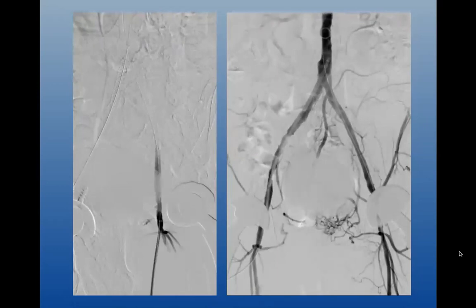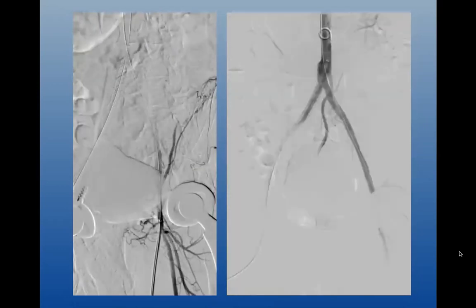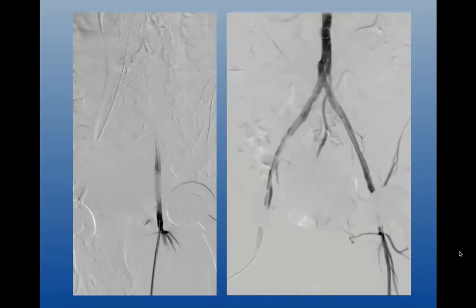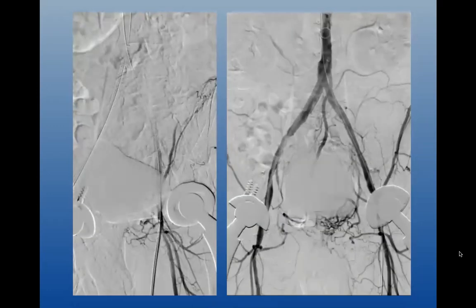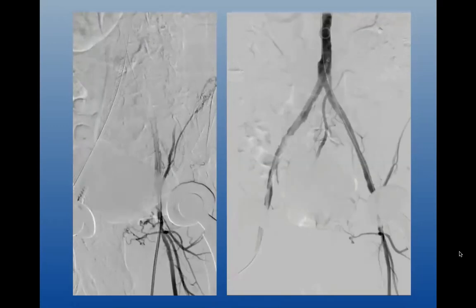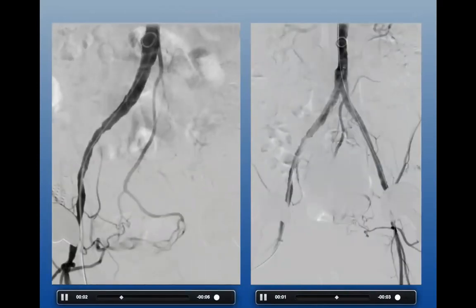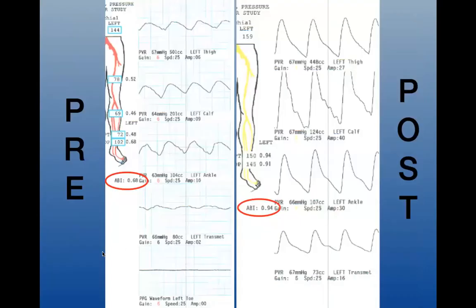You can either use Perclose, or you can use manual compression. In this case, we held pressure because we had 8 French sheaths. We felt like we could get good hemostasis, and he did well. And you can see there's the pre, there's the post. And then, of course, we always do non-invasive imaging. So I kept him overnight just to make sure he was okay.